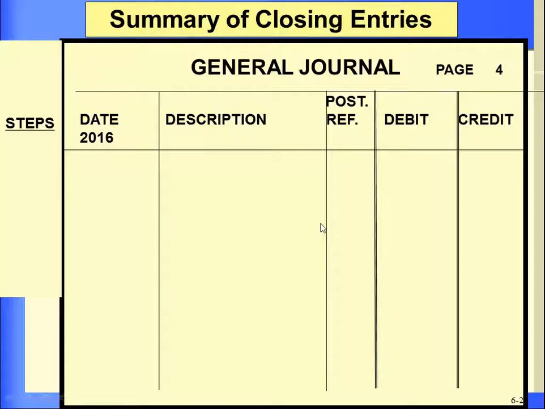So summary of closing entries. Know this for your homework assignment for sure this week. Actually, this is going to be in week 2's homework. So we have the date, description, post reference. This is how we know that we're going to post it to the ledger. Debit and credit. So the first entry, we close the revenue account.